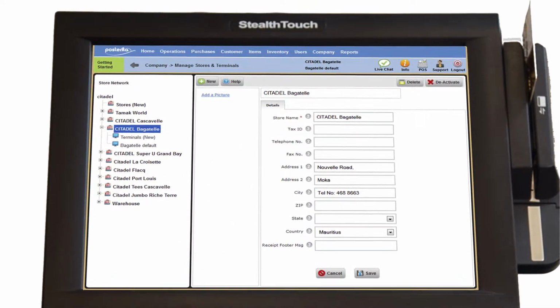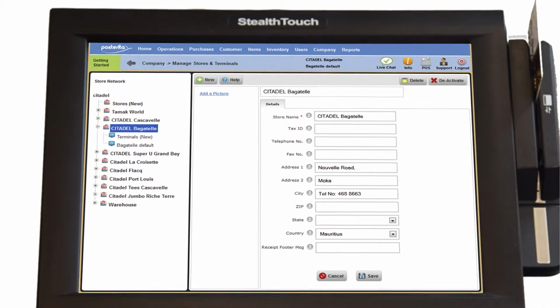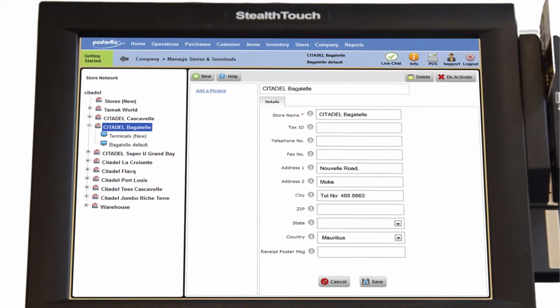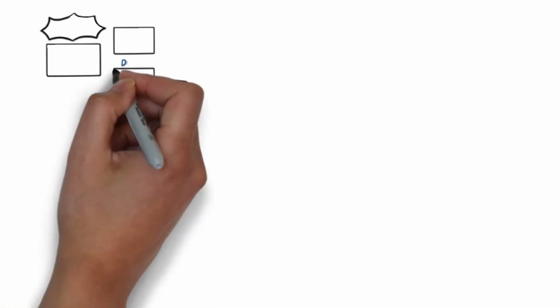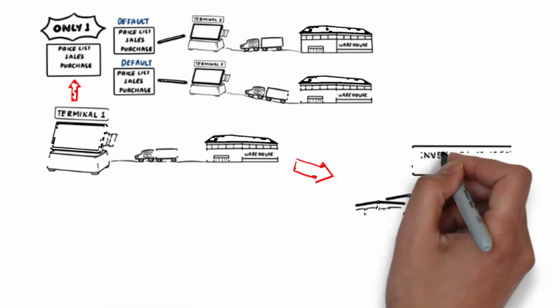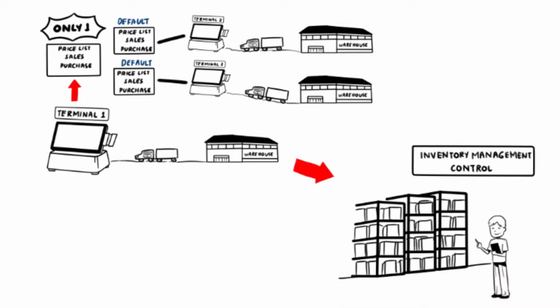A terminal can only use one price list at any time, but the same price list can be assigned to multiple terminals. The inventory will be drawn from the warehouse with which the terminal is paired. A warehouse is a physical location where items are stored. Inventory management and control are done at warehouse levels.